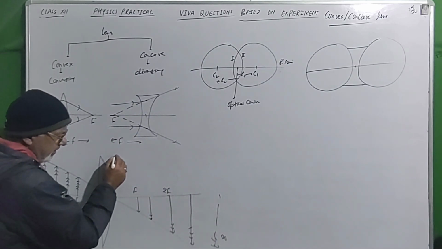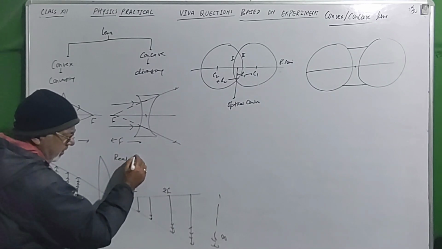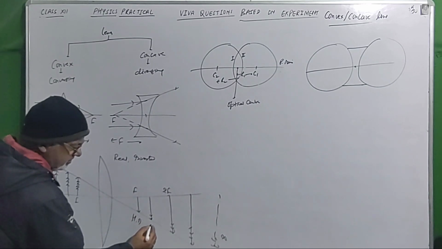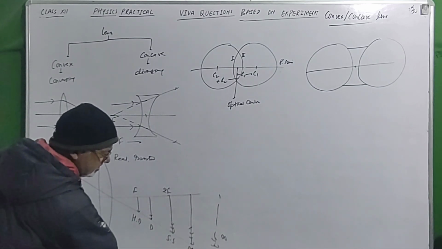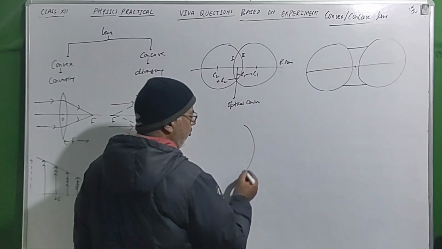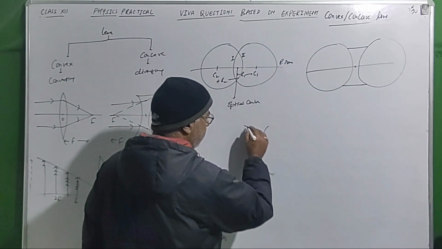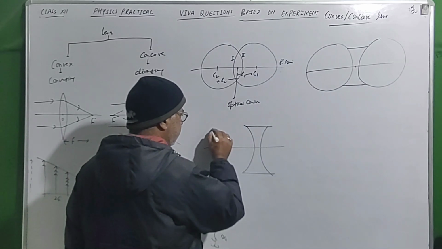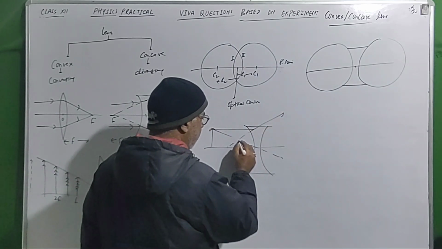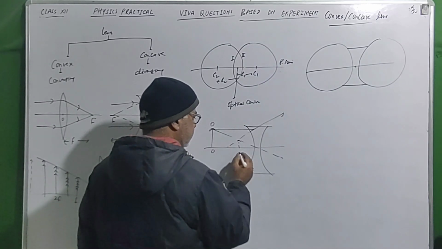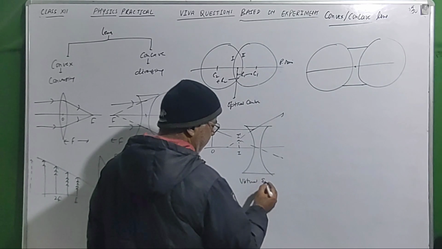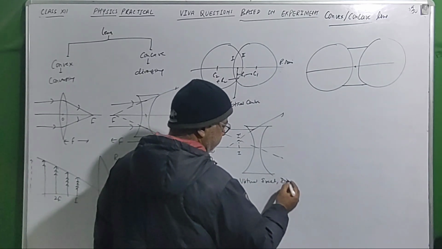The images formed by it are real and inverted. They are highly diminished, diminished, the same size, magnified, and highly magnified, respectively. While the concave lens is formed, what kind of image is formed? The object is here, light coming parallel to the principal axis, we pass the light there, and the image is formed. This is the image. The image is virtual, erect, and diminished.